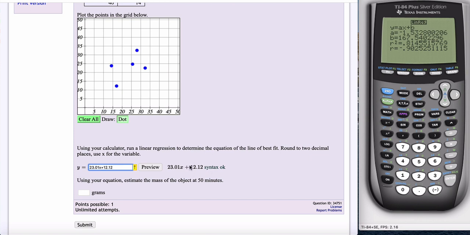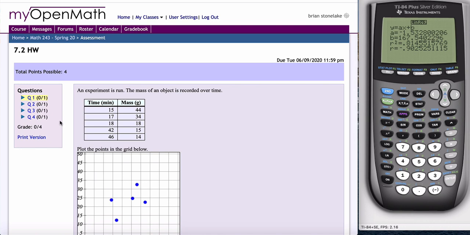Gives you the little preview you have here. I don't know if the X has to be lowercase. Maybe make it lowercase just to be safe. Something like this would be your answer. Then you got your LSR line. And then using that LSR line, you want to predict the mass of an object that's at 50 minutes. Come up with some answer, type it in here, and you're done with this problem.